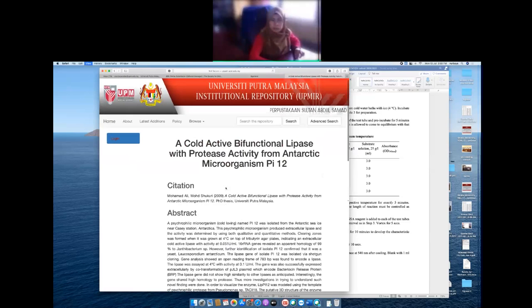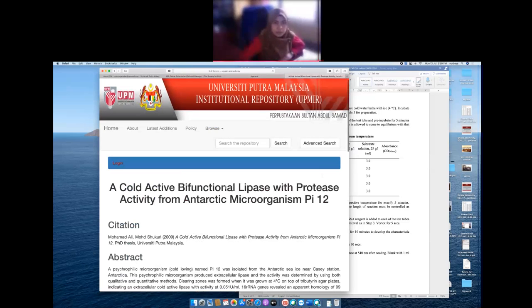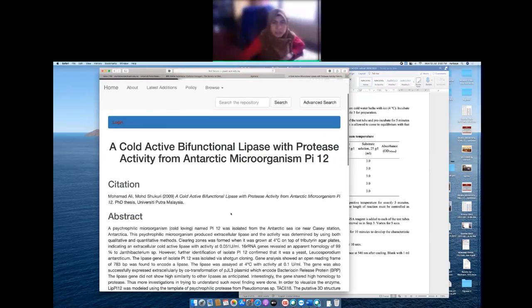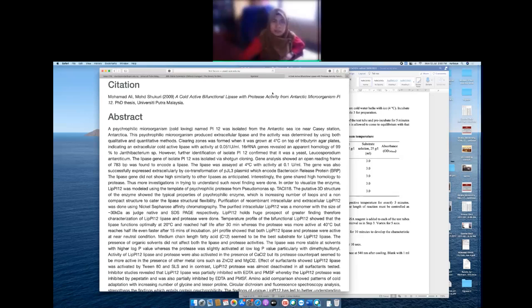Okay, so for this lipase, outside our protease here, it is from an Antarctic organism, from the Antarctic Sea. And then it was known to have an activity at cold environment. That's why the preliminary screening was conducted at 40 degree.